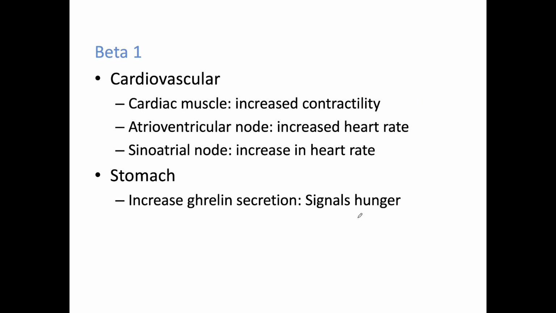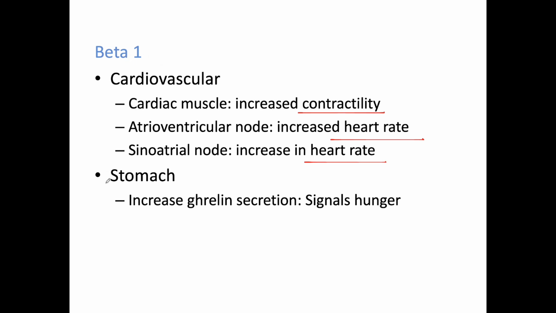The next type of receptor are the beta receptors. And the beta receptors, there's a beta 1 and a beta 2 receptor. Beta 1 receptors, these are the primary ones found in the cardiovascular system and in the stomach. In the cardiovascular system, beta 1 receptors bind to norepinephrine to increase contractility, that means the strength of the heart contraction, and they bind to the AV and SA node. So beta-1 receptors are found in the muscle, in the AV node, and in the SA node to increase strength of contraction and rate of contraction.